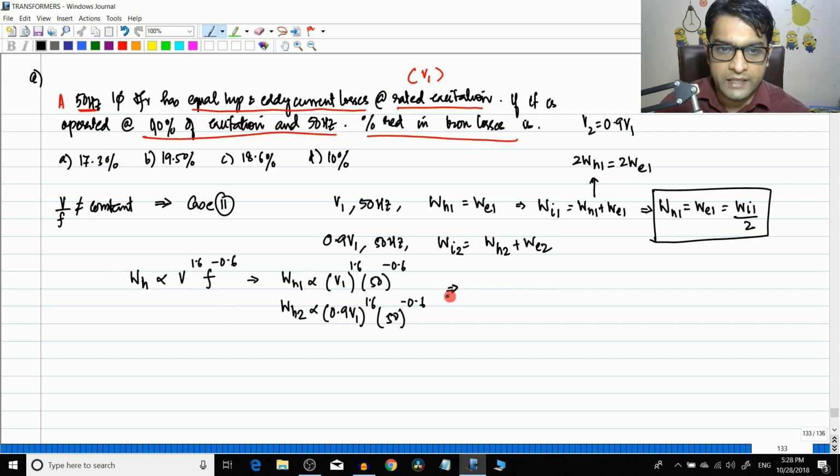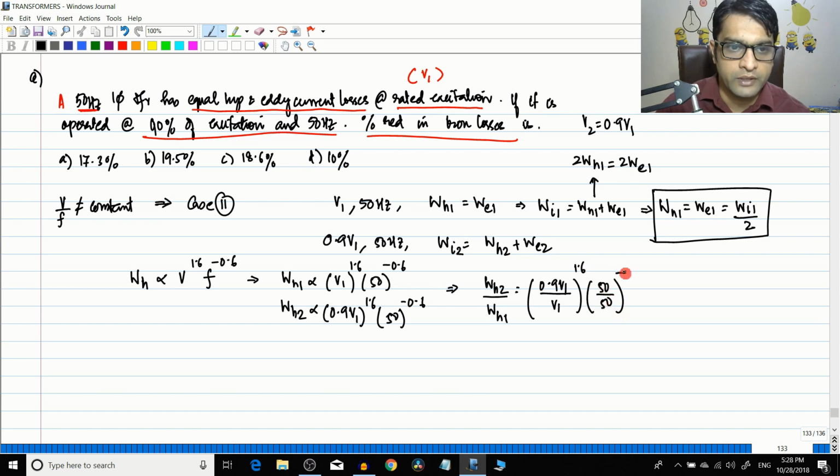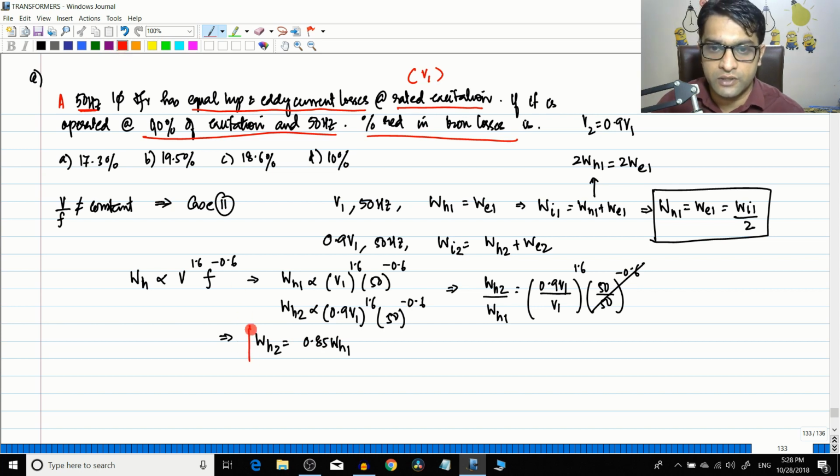So you can write this equation as WH2 divided by WH1 is equal to 0.9 V1 divided by V1 raised to 1.6 into 50 by 50 raised to minus 0.6, right? So this value will cancel off. That means I can write WH2 will be equal to 0.85 times WH1. If you calculate this value, you will get this result. So this is also important for us for this numerical.